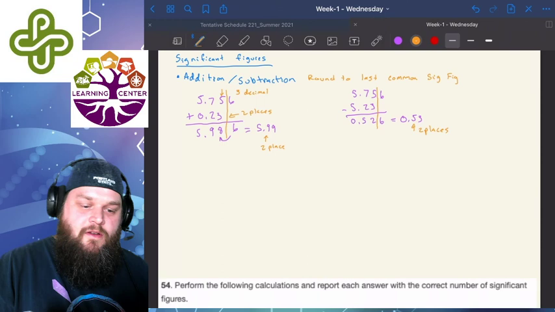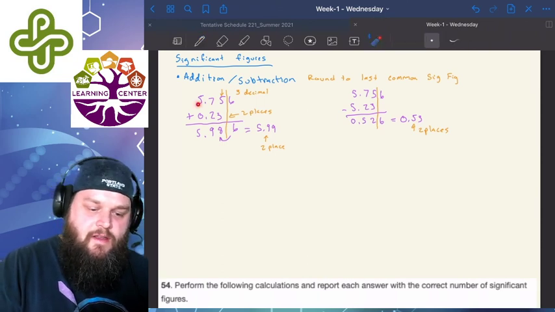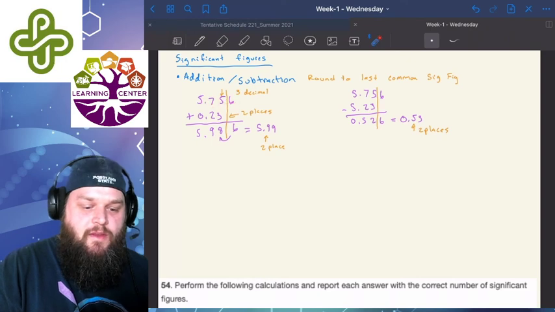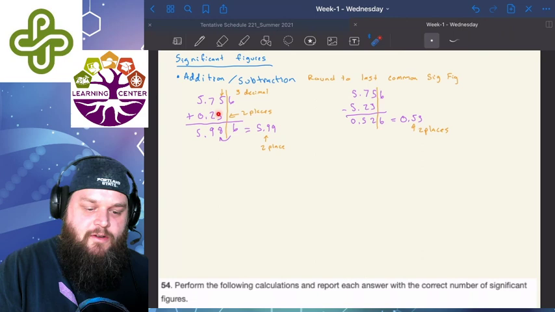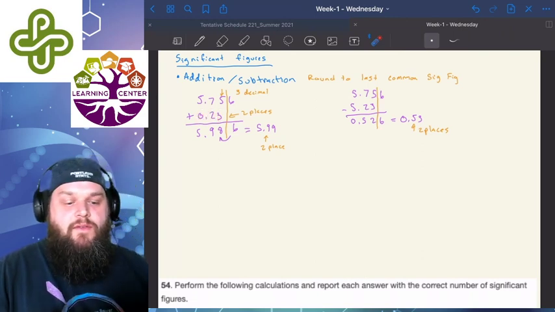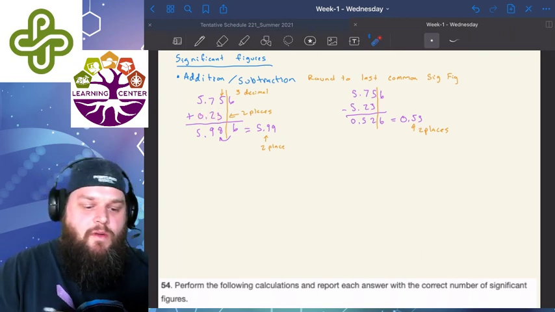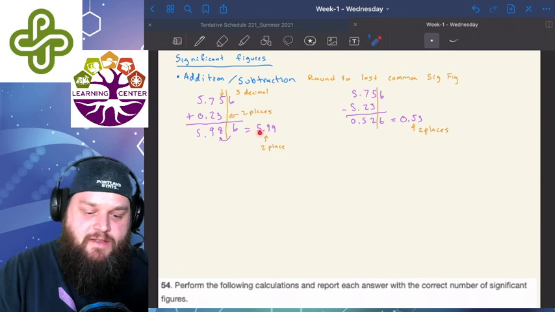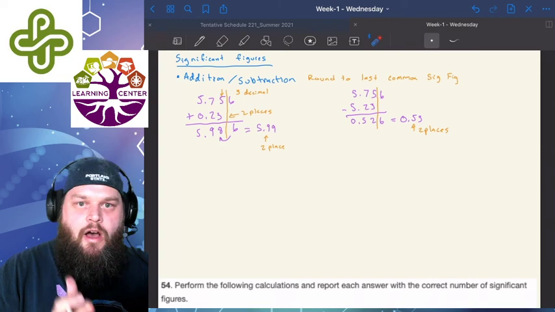But notice also in this case, this number here had 4 significant figures to begin with. It went out 3 decimal places but had 4 significant figures. The second one, 0.23, had 2 significant figures, even though it went out 2 decimal places. And our answer is going to have 3 significant figures. So it's really determined based on the last common sig fig that we have to look at.